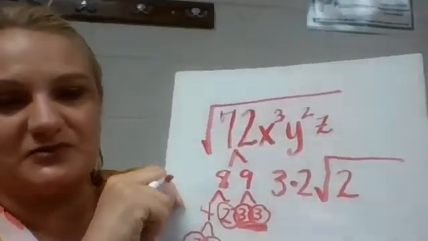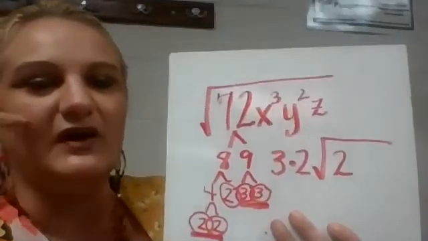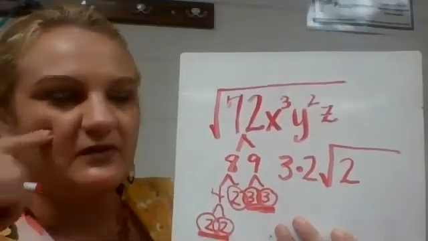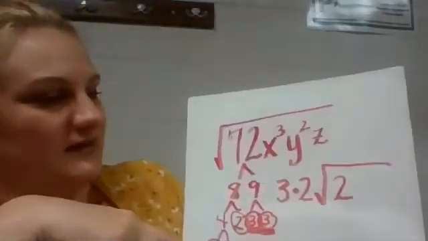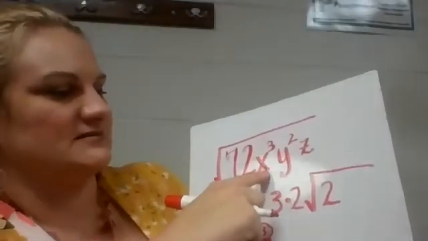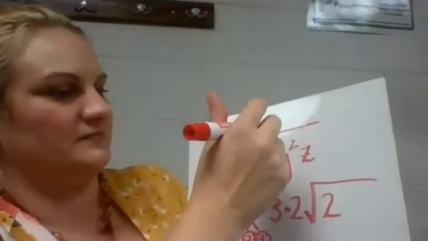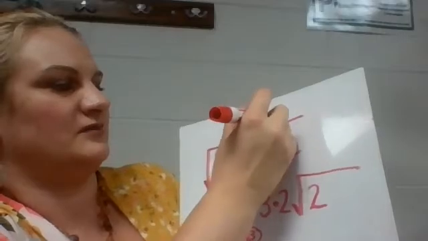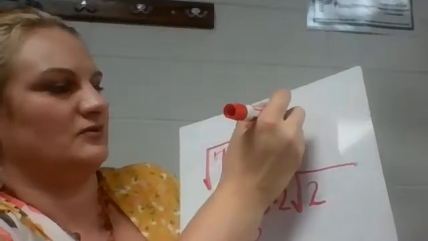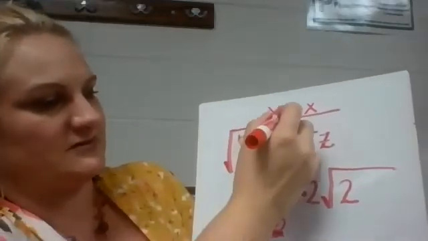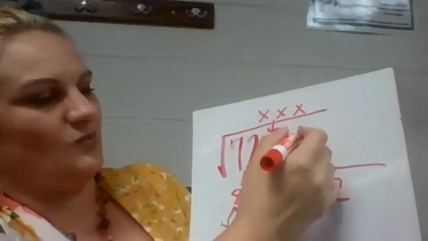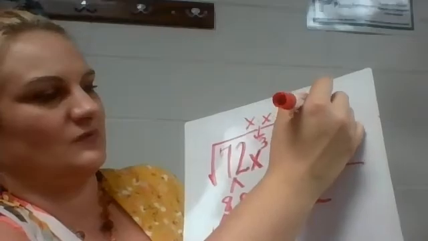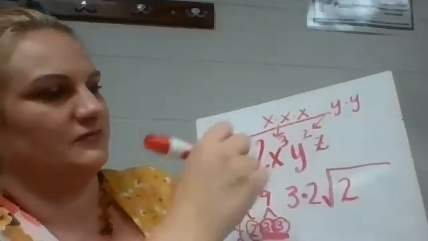Now let's look at the variables. The variables are technically going on dates as well, but this is how we're looking at them. How many x's are in x to the third? 3. Okay, so watch. 1, 2, 3, right? So this goes with my x. How many y's are in y to the second? 2. 1, 2. Okay.